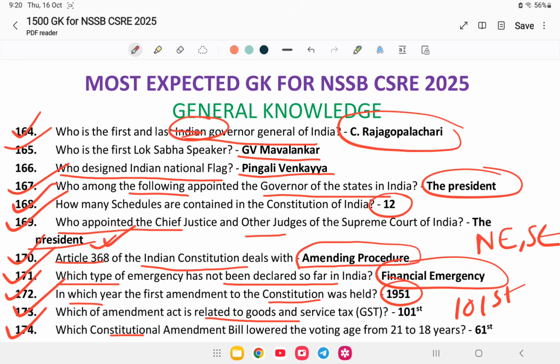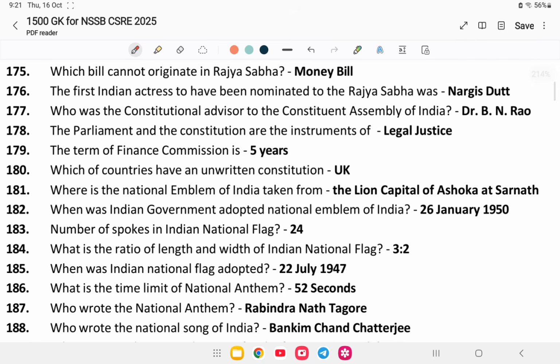174. Which constitutional amendment will lower the voting age from 21 to 18 years? So 21 to 18 years to reduce kurada for voting. Idu kuntu amendment ba kuse 61st amendment. Next question. 175. Which bill cannot originate in Rajya Sabha? So Rajya Sabha de kuntu bill originate korna pare. That is money bill. Question number 176.